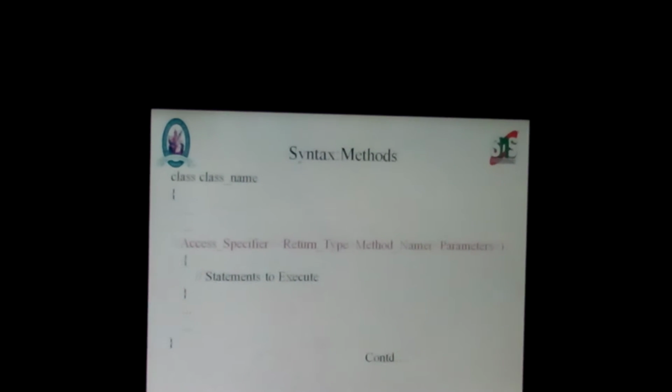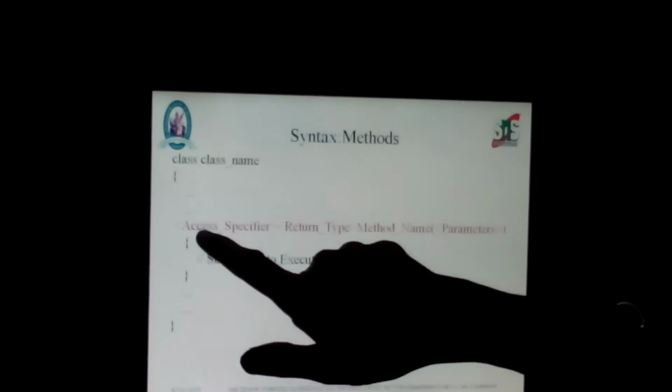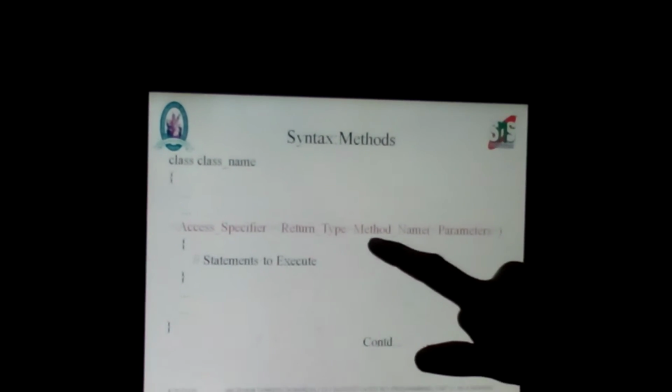Now let us see the syntax for method. First we usually create a class name, and then inside the class we create a method with the help of access specifier, return type, method name, and then parameters. Without parameters also we can create a method. Whenever you call that particular method, this particular statement is automatically executed.